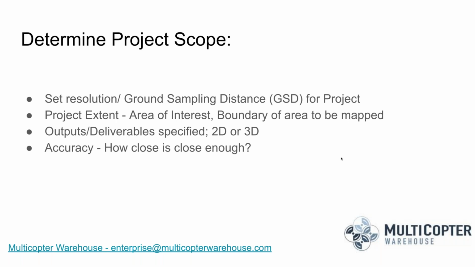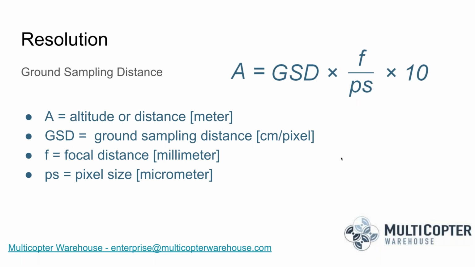Okay, yeah. Our next topic is going back and talking more about how you determine that ground sampling distance, because ultimately your GSD is going to be dictated by the altitude at which you're flying. Fortunately, this algorithm we see on the screen, where the altitude equals your ground sampling distance times your focal length in millimeters divided by your pixel size in micrometers times 10, will roughly tell you what your GSD is. And fortunately, the Pix4D capture application takes care of all of that for you.